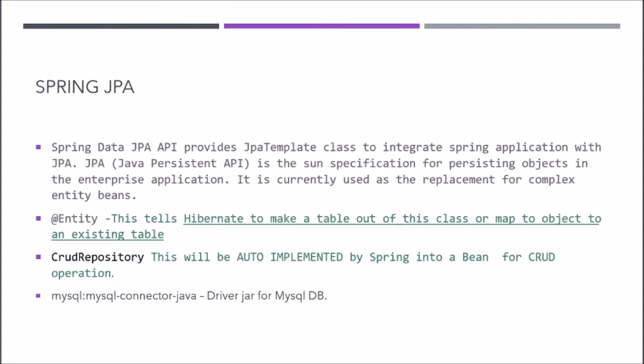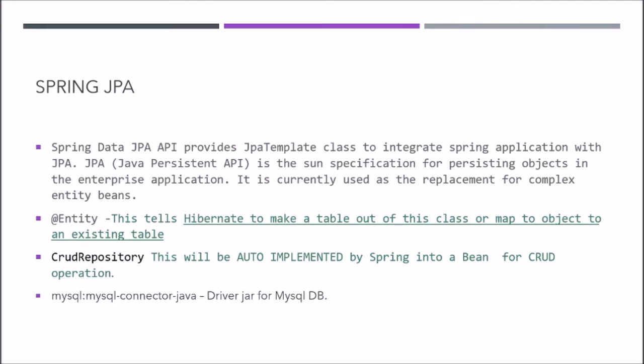So in Spring JPA and also in our demo, these are the main things we are going to see. We will understand what they are and how they work in our demo. One of the main annotations we are going to use in Spring JPA is @Entity. This tells Hibernate to make a table out of this class, that is, an equivalent table for that particular class, or map an existing table to that object.